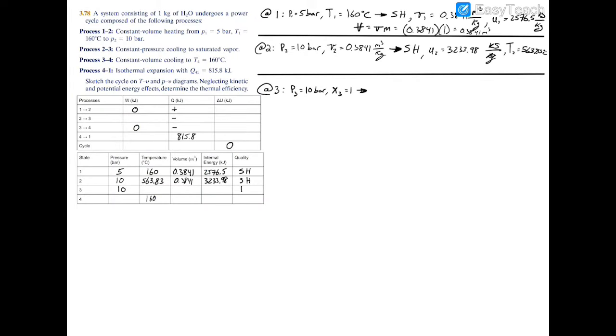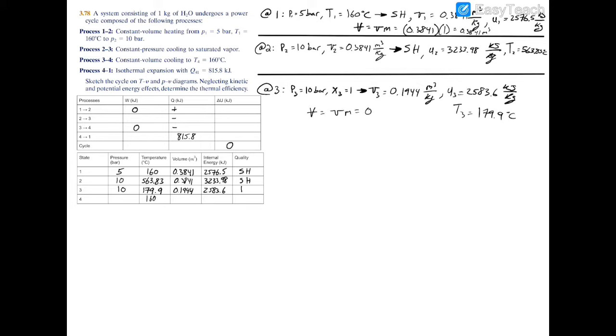So again, you're going to have the specific volume at 3 equal to 0.1944 cubic meters per kilogram. You're going to have a specific internal energy of 2583.6 kilojoules per kilogram. And lastly, you're going to have a T3 temperature of 179.9 degrees Celsius.